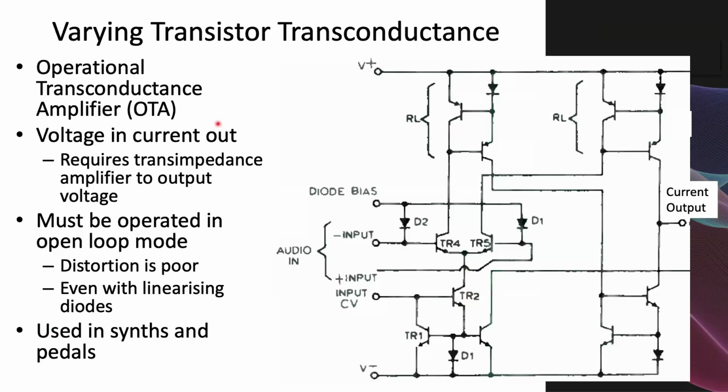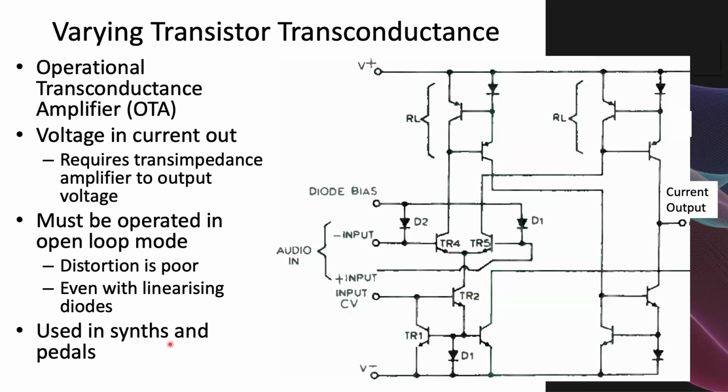One way of doing it is to use something called an operational transconductance amplifier, and essentially the control voltage coming in here varies the current through these two transistors, which varies the transconductance. Because they're balanced, the effect of the control voltage is cancelled out, and then needs to be amplified up. Unfortunately, this whole circuit has to be operated in an open loop mode, and the distortion is actually quite poor, even with linearizing diodes. These devices here were there to try and make it a little bit more linear.